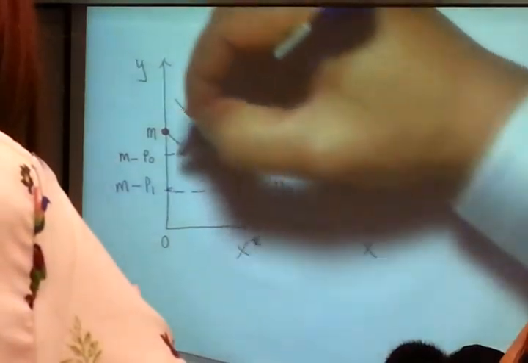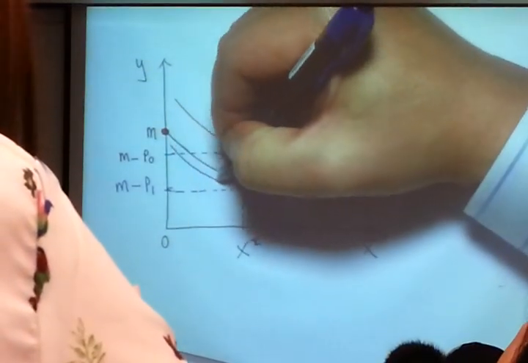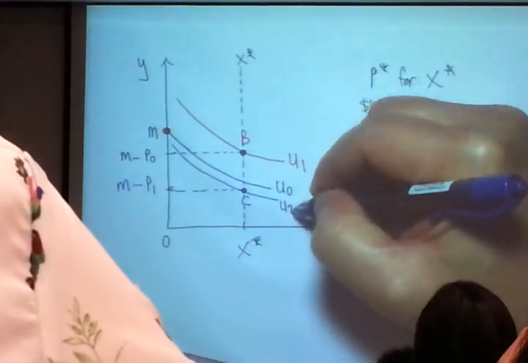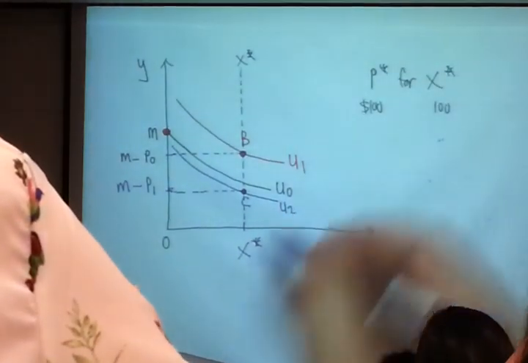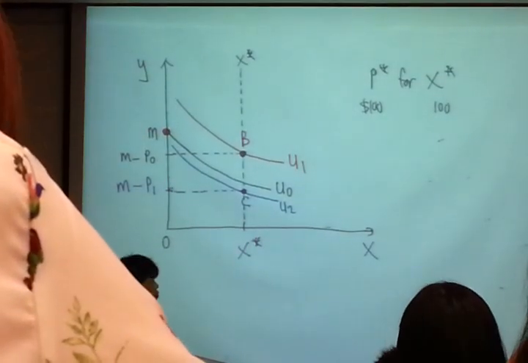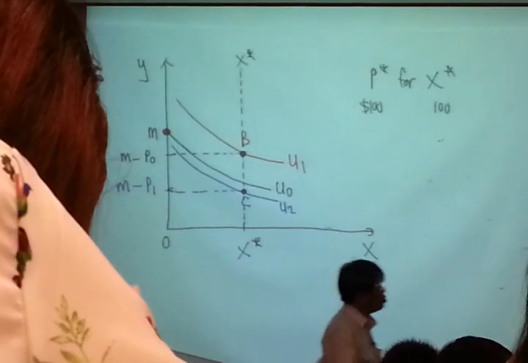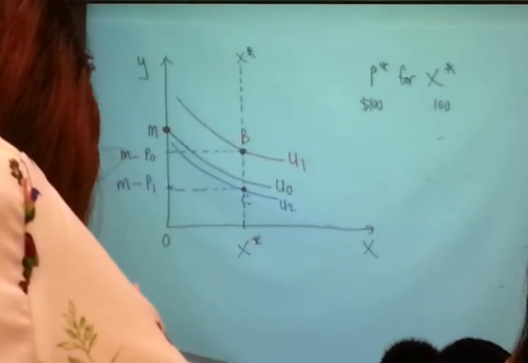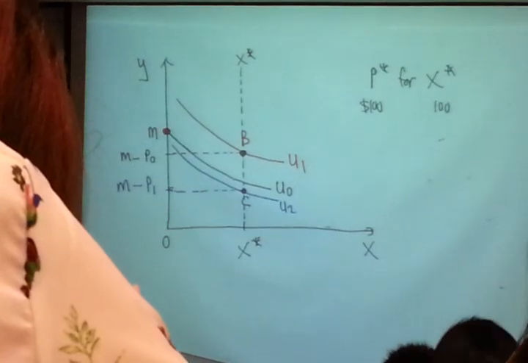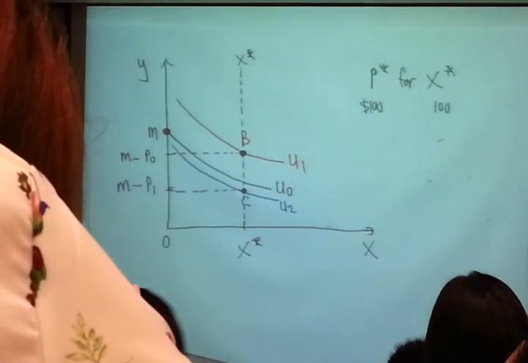Because if he buys, is this bundle's utility higher or lower? Lower than if he doesn't buy. Don't buy, at least you get U0. Okay, you all understand now? Okay, if you tell me you understand that, can you tell me what's the maximum price we can charge you?